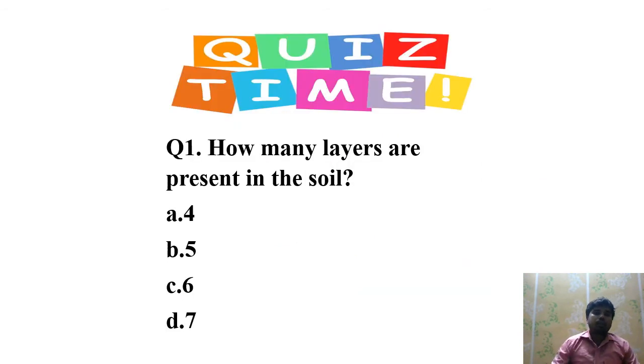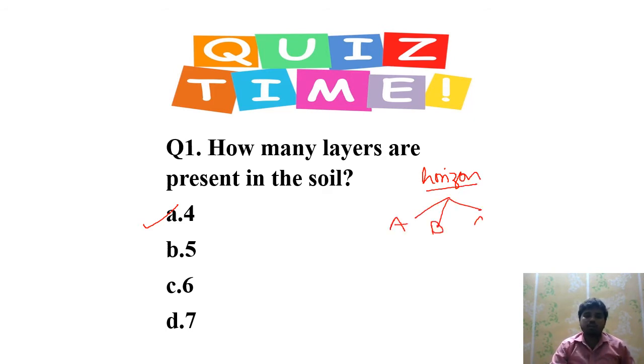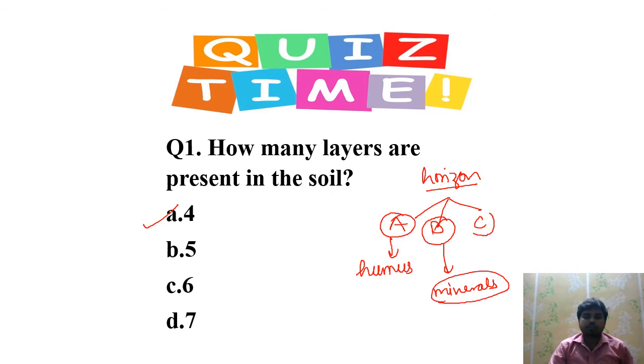Now you have to tell me how many layers are present in the soil. If we include the bedrock, then there are 4 layers. But if the question is how many horizons there are, then there are 3 horizons: A, B and C. And yes students, A is rich in humus, B is rich in minerals, and C is rich in cracks and crevices.